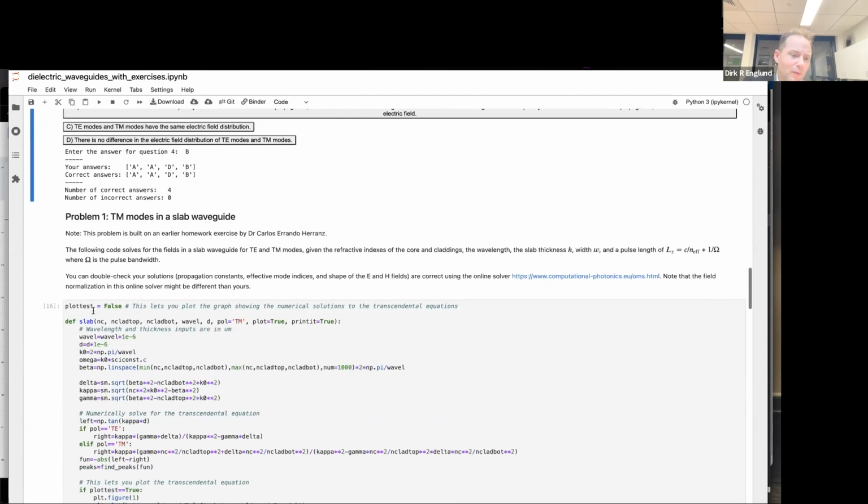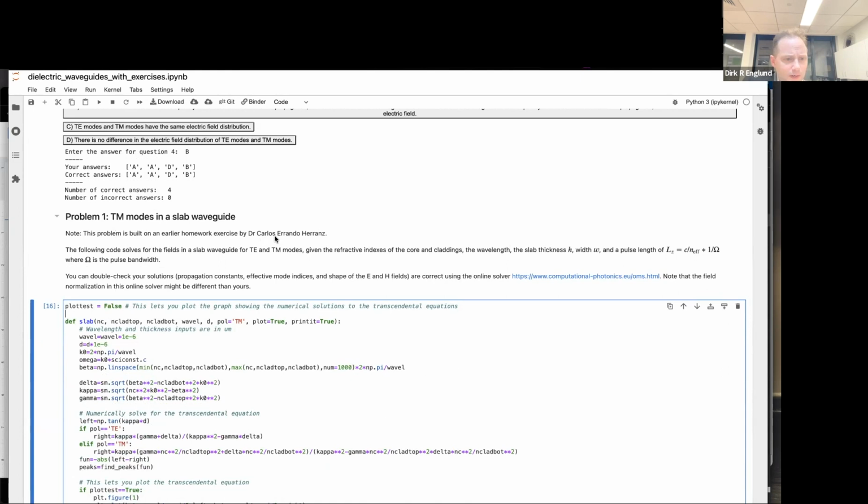Okay, so then we may be well prepared for getting into the next problem here. This is looking at the TE and TM mode solutions in a slab waveguide. And here I should point out that I built this on top of some earlier homework exercise that Dr. Carlos Arando Ranz, a postdoc in my group, had contributed to a class that I had previously taught.